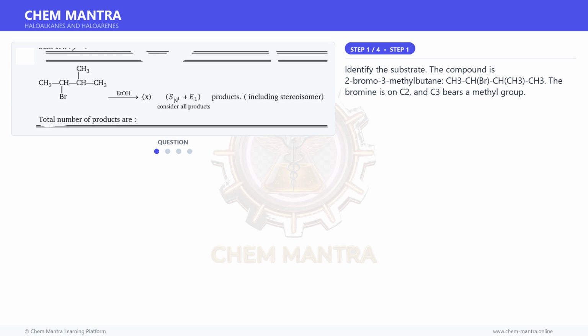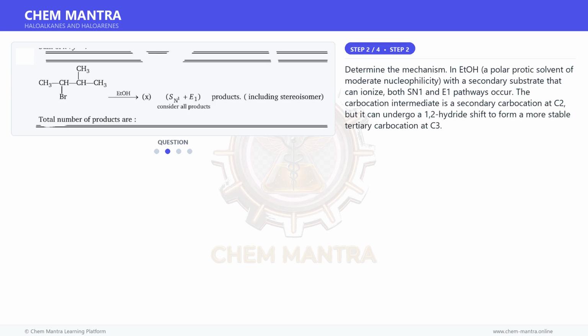2-bromo-3-methylbutane, CH3-CHBr-CH(CH3)-CH3. The bromine is on C2 and C3 bears a methyl group. Determine the mechanism. In EtOH, a polar protic solvent of moderate nucleophilicity, with a secondary substrate that can ionize, both SN1 and E1 pathways occur.